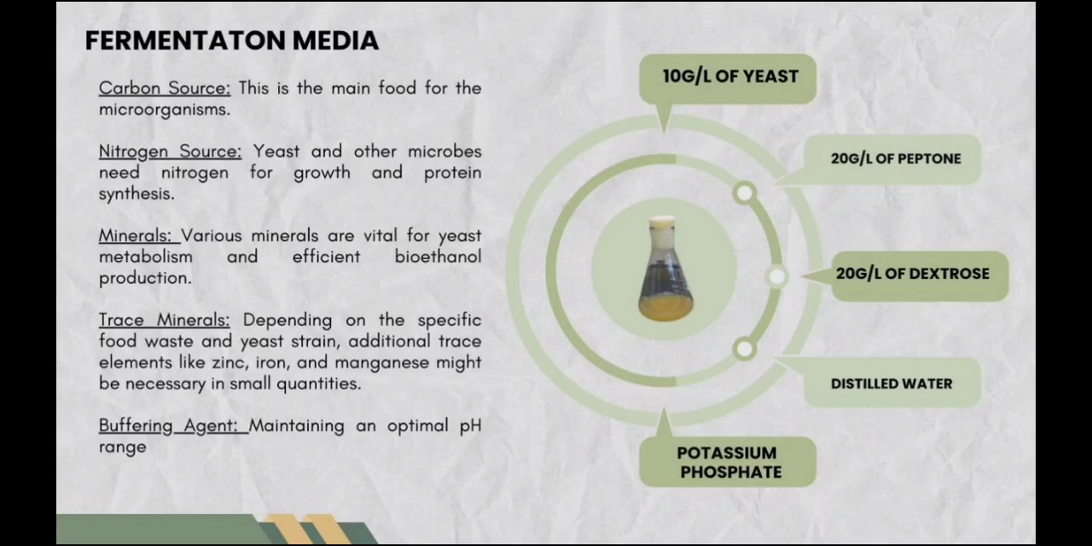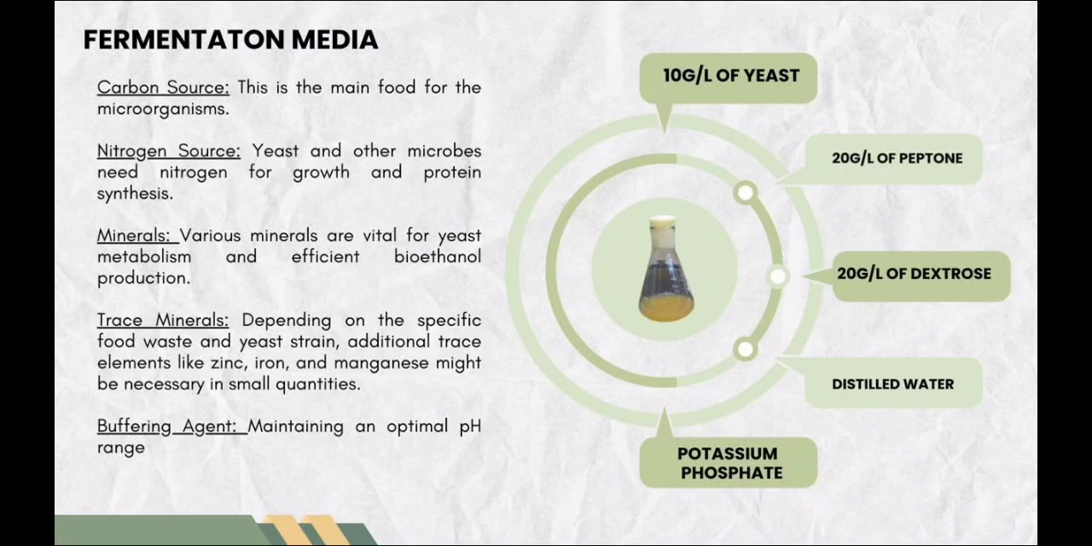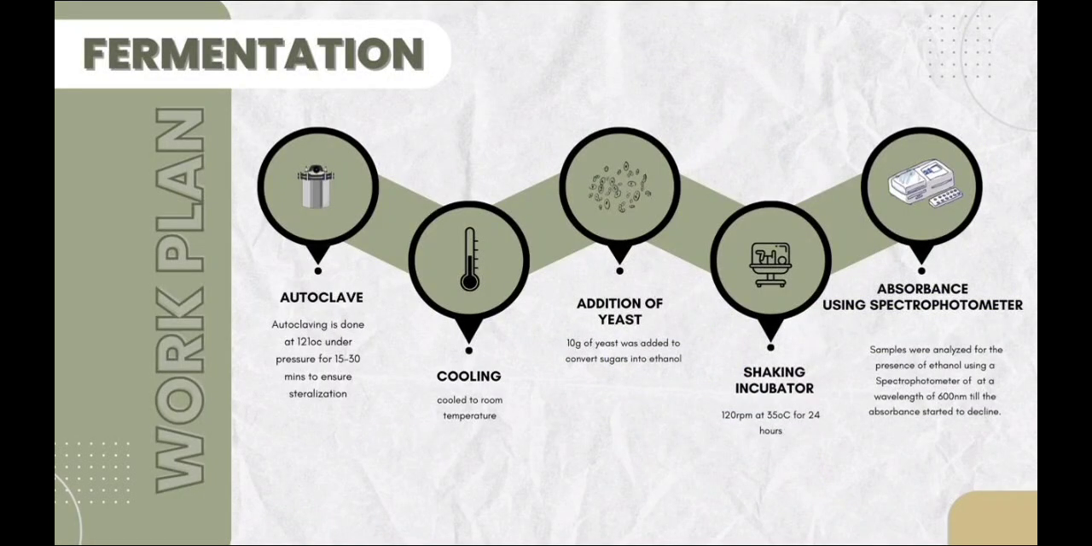For further fermentation, we have to prepare fermentation media. Then we need to autoclave the fermentation solution at 121 degrees Celsius under pressure for 15 to 30 minutes. Then we need to cool the solution to room temperature. We need to add yeast, about 10 grams, to convert the sugars to ethanol. We need to place the solution in a shaking incubator. Then measure the absorbance using a spectrophotometer at 600 nanometers.